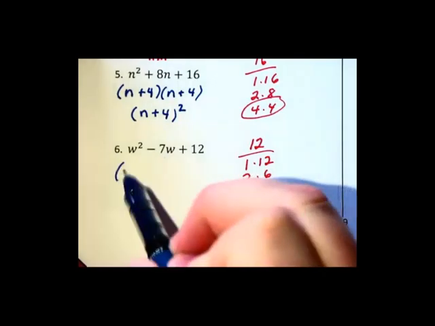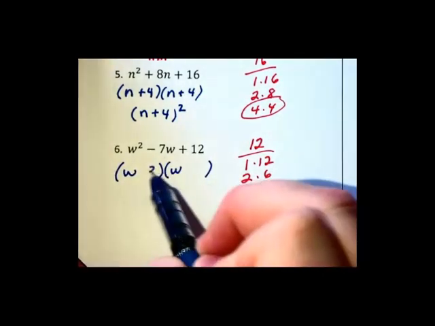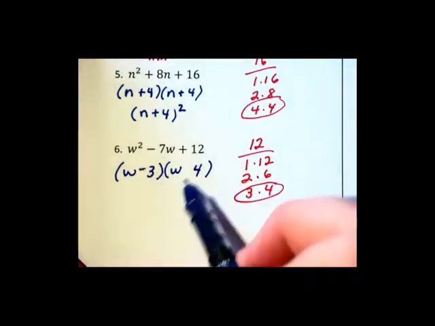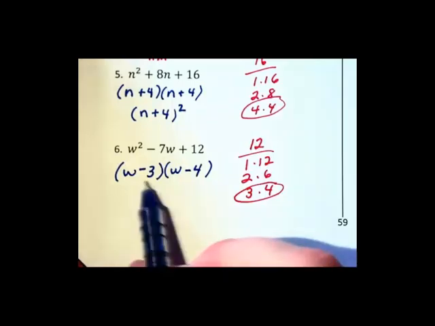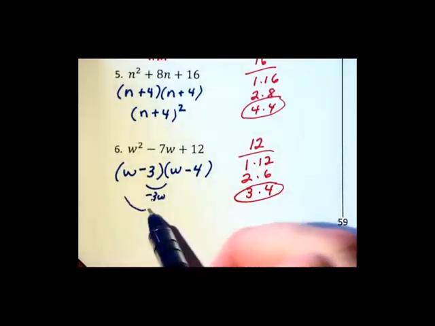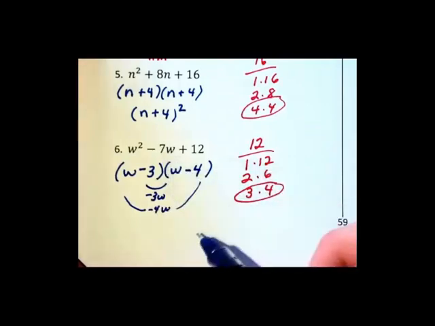So each parenthesis will begin with a W. We're going to have a 3 and a 4 in our two parentheses, and they're both going to end up being negative, so the negative 3W and the negative 4W we get from the inner and the outer parts of FOIL will add up to that negative 7, and the negative times negative will make that positive 12. And so there is our factored answer.